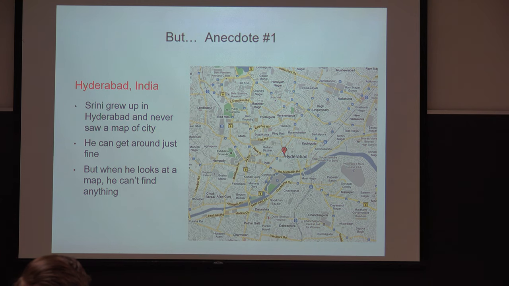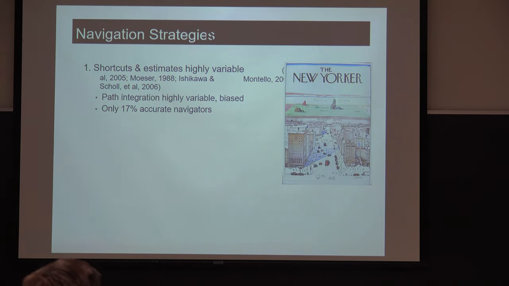But the point I'm trying to raise here is that there are all kinds of strategies one could use to get around. Landmarks are a very important one. Ordinal relations and topology are also really important. So we're coming full circle. Remember when we talked about the Klein hierarchy of geometries? I introduced all that for a reason, because it crops up in the psychology of perception over and over again. So shortcuts and estimates are highly variable. Path integration is highly variable. Only about 17% of the people can do this at all.